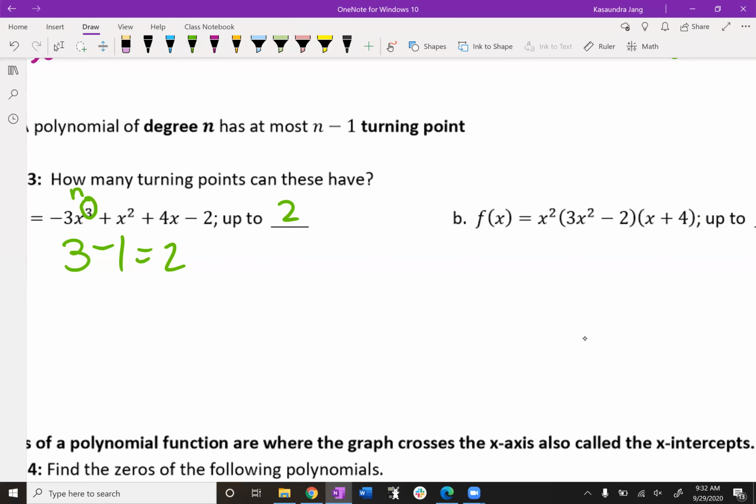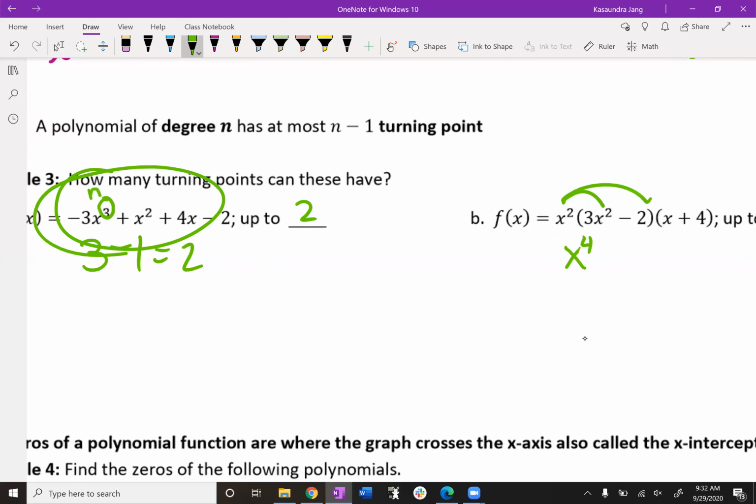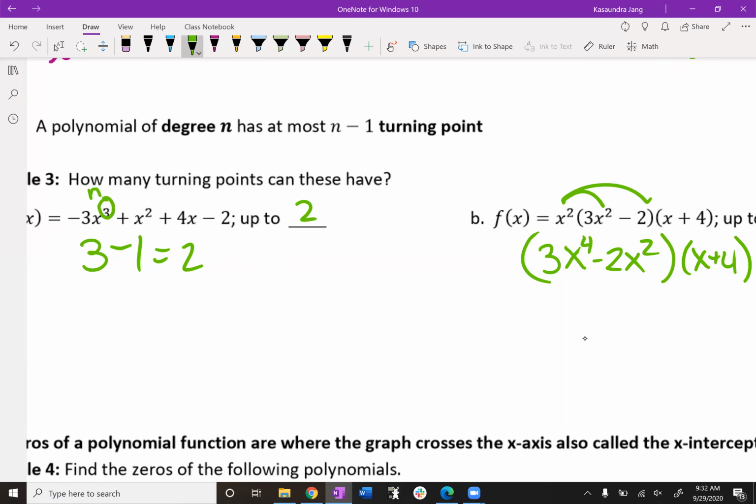If I distribute, what's x squared times x squared? x to the 4. Okay, so if I was getting rid of the parentheses, distributing and trying to have it in this standard form, I would get an x to the 4th. You can keep going. It would be a 3x to the 4th minus a 2x squared. Great. But I'm talking about the degree. That would be x to the 4th, right? And that hasn't even dealt with this last one, the x plus 4.